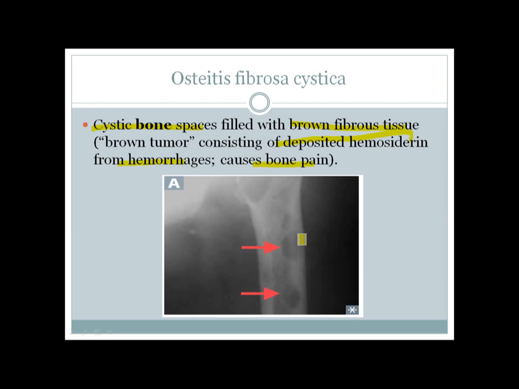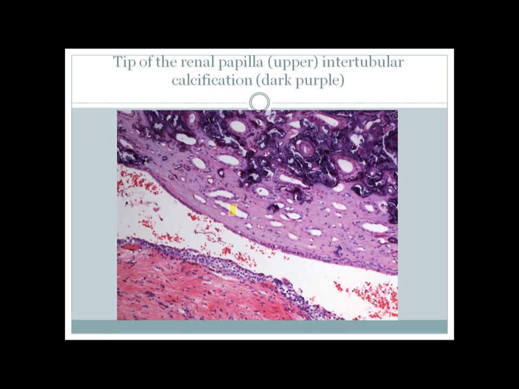Here you can see some cystic lesions in the bone of a patient who happens to have primary hyperparathyroidism. Here is another histologic picture. You can see the renal papilla, and you can see some calcification in between the tubules. It can possibly lead to renal failure and polyuria.